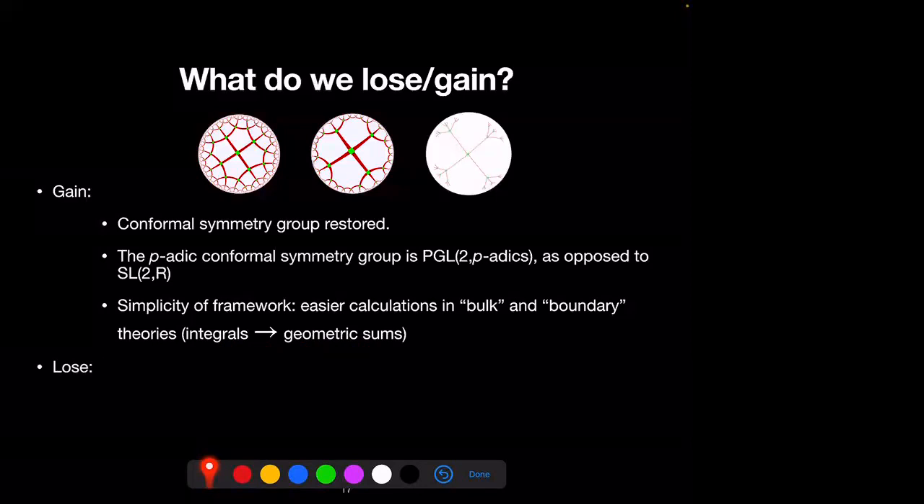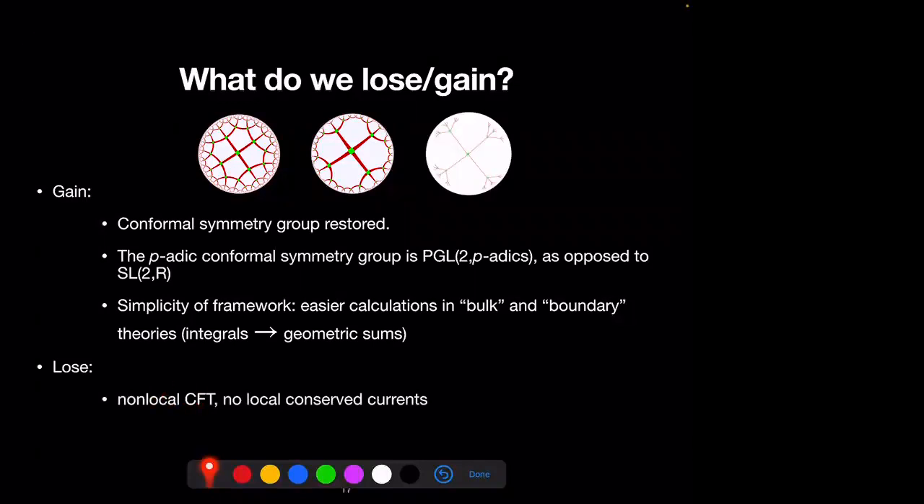Some of the salient things we lose out on are that, as I mentioned already, the CFT becomes non-local over p-Adics. Over p-Adics, there is no value of S you can choose in the previous slide for which the kinetic term becomes local. That only happens at integral values of S for real CFTs. But p-Adic CFTs remain non-local, which means there are no local conserved currents. So, for instance, there is no simple way of getting a stress tensor in these simple models. You have to do something more.